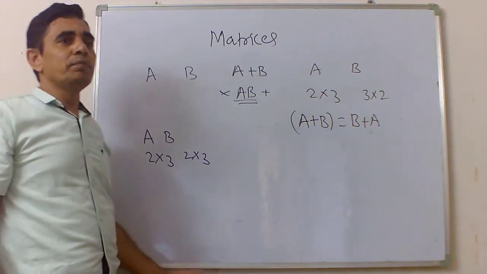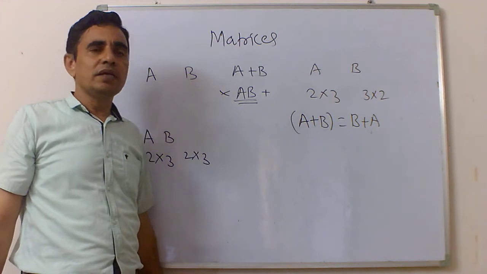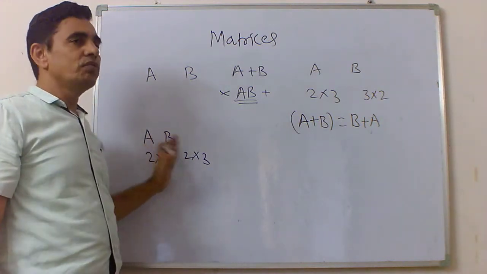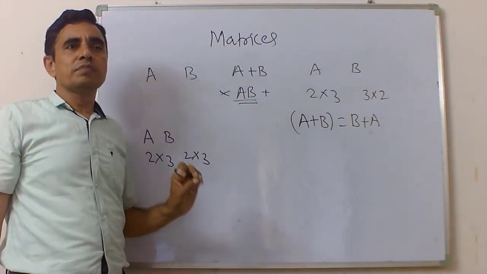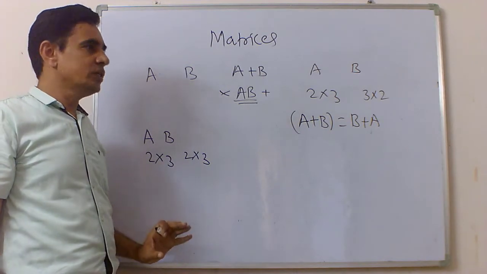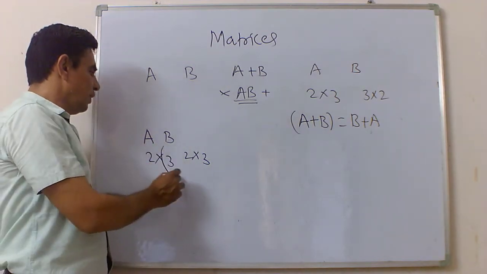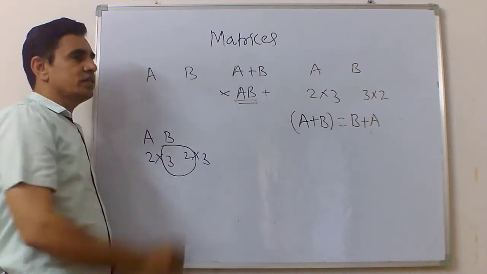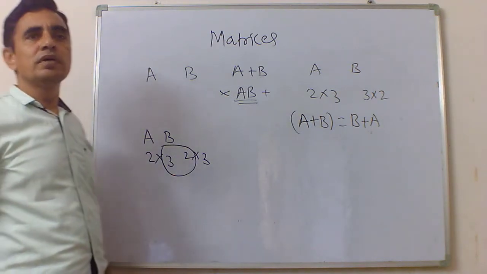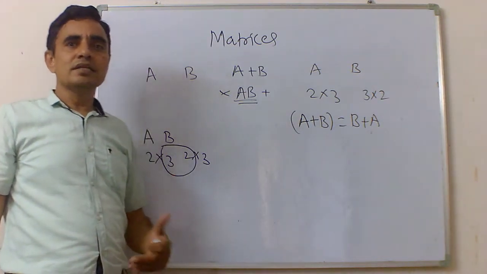So whenever the product of two matrices is possible, the two matrices must satisfy one condition. Which is that condition? The number of columns of the prefactor, that is the first matrix, is equal to the number of rows of the post factor, that is the second matrix.